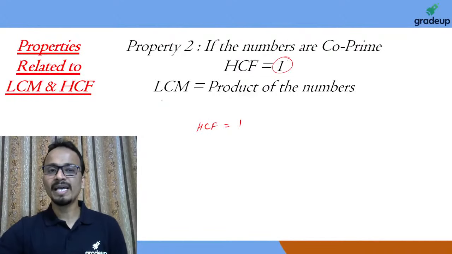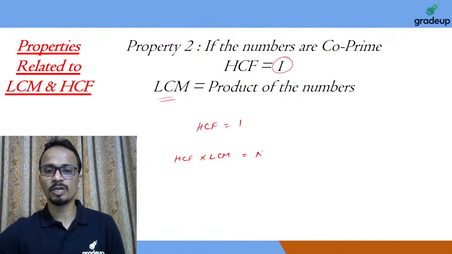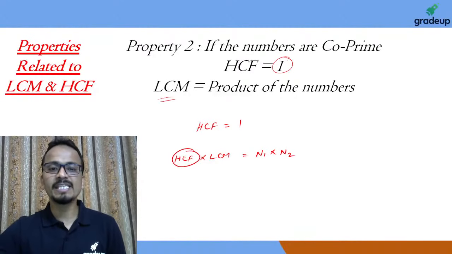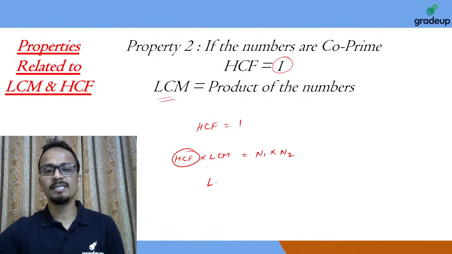Now what will be their LCM? We have just seen property number 1, which says that HCF into LCM is equal to the product of the two numbers, n1 into n2. Now if HCF is equal to 1, then we'll obtain the LCM as the product of the two numbers.